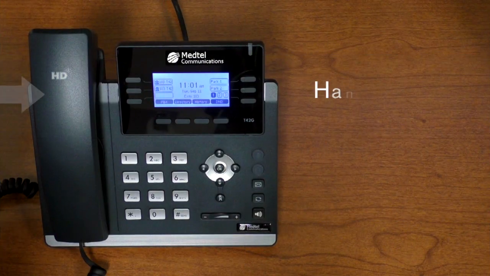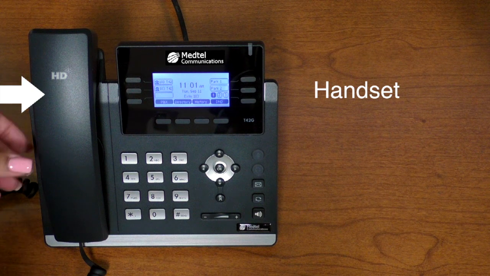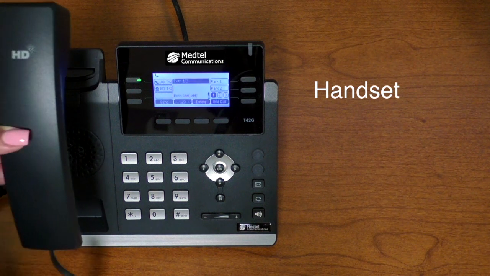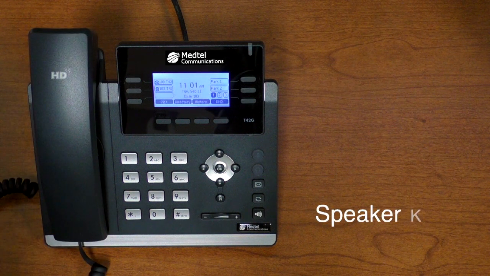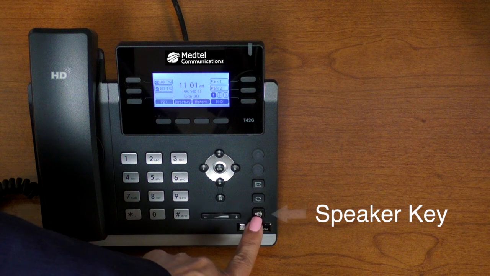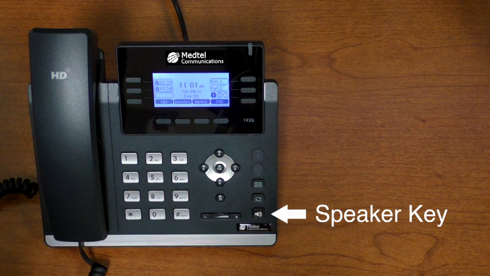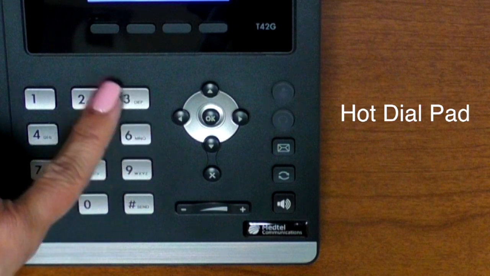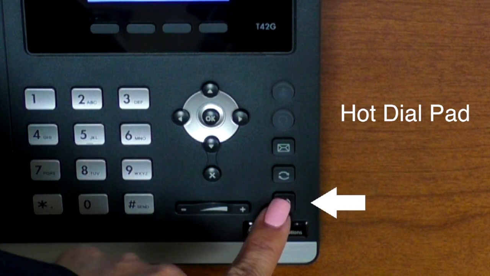The handset on your telephone is utilized to make and take telephone calls. When utilizing the handset, you would lift the handset out of the cradle and make your call. You may also make calls by utilizing your speaker key, which is located on the lower right corner of your telephone. The Yealing telephone model has what we call a hot dial pad. What that means is anytime you depress any key on your dial pad, it will automatically activate the speaker key.